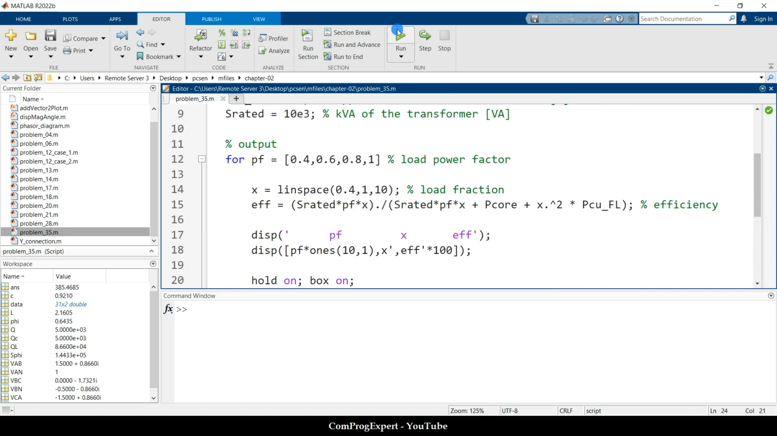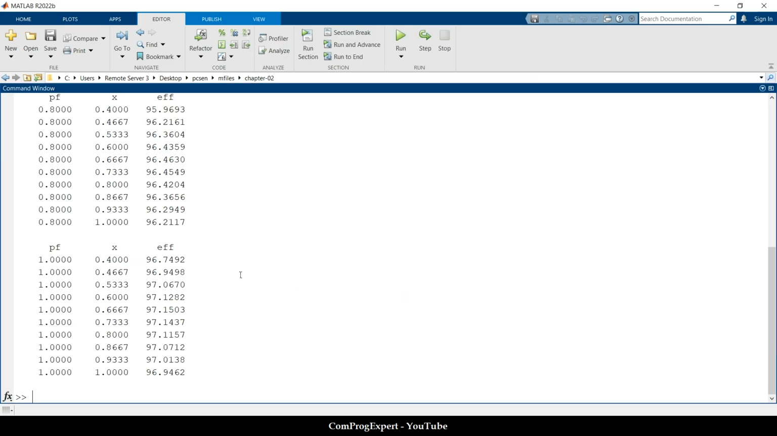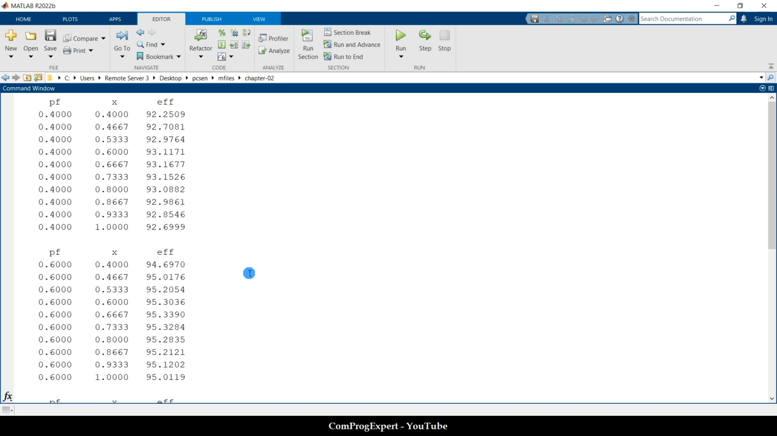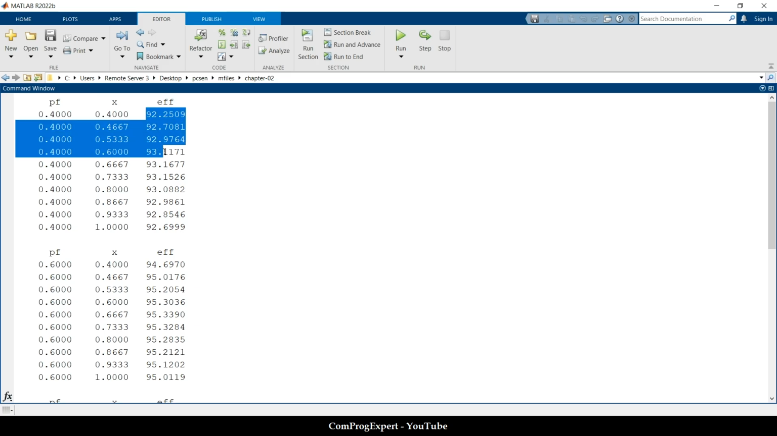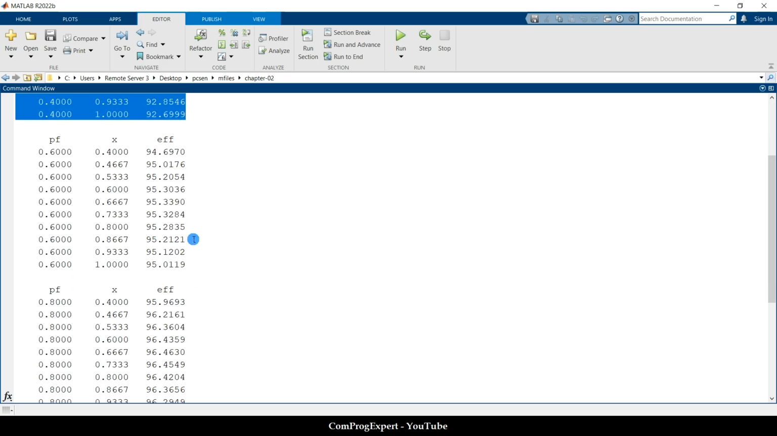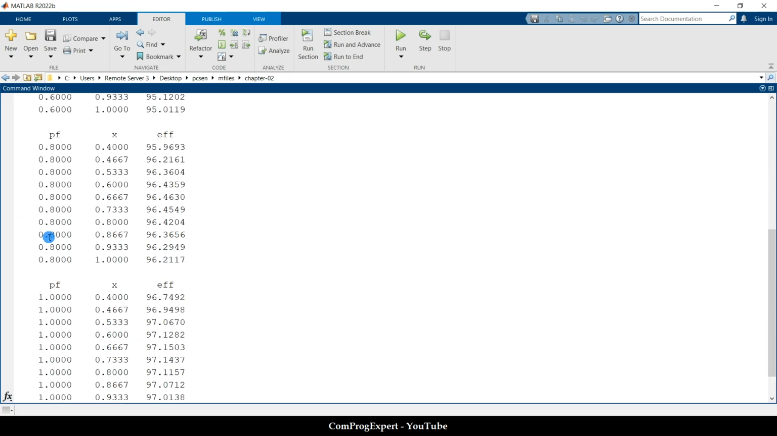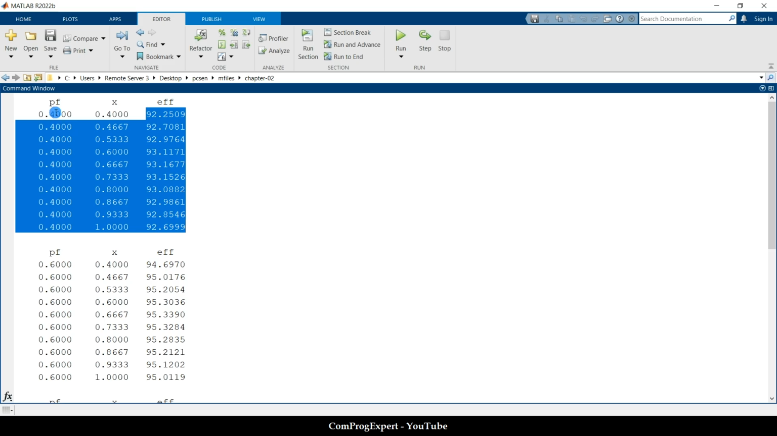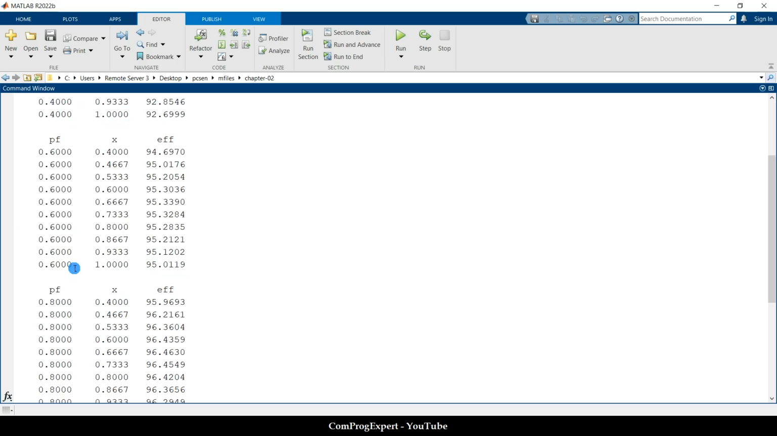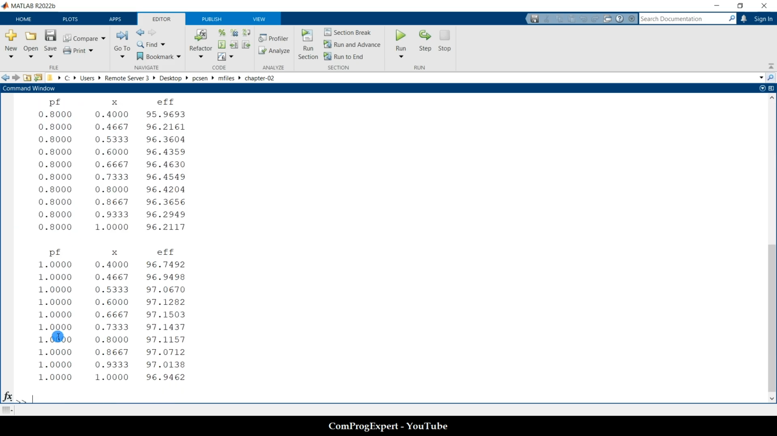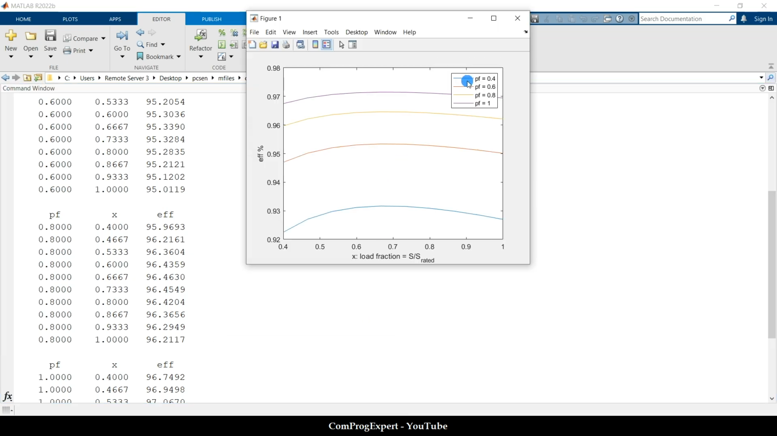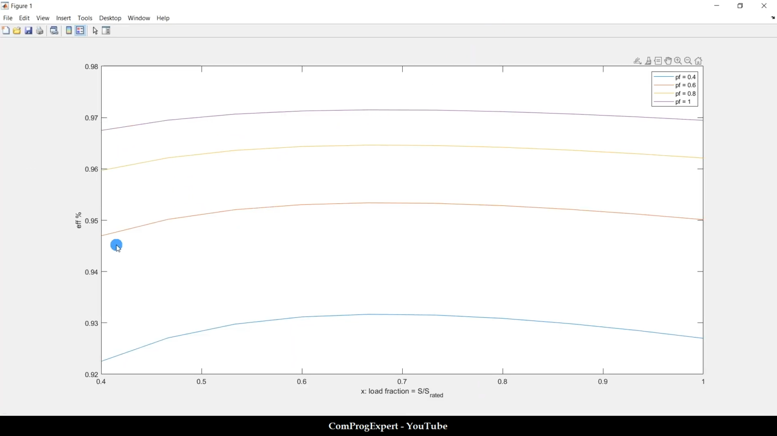Okay, so if I run the code, here in the command window, you can see tables. We change the power factor, the load fraction, and we have efficiency here for different cases. Right? We change the value of the power factor from 0.4, 0.6, 0.8, and 1. Here is the efficiency graph. The efficiency versus the load fraction for different power factors.